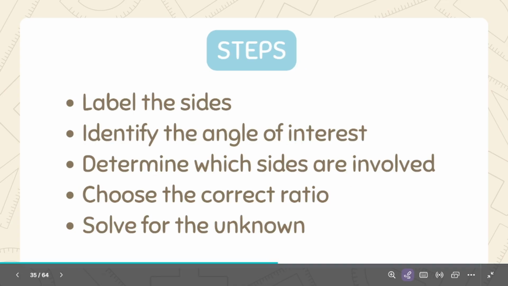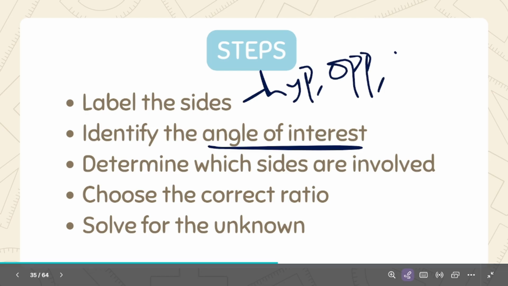So take note of these steps in order to find the missing sides of a right angle triangle. You need to label the sides. And before you can do that, of course, you need to know your angle of interest. By labeling the sides, I mean you need to know your hypotenuse, your opposite, and of course, the adjacent. Having done that, you need to determine the sides involved. Are you using hypotenuse and opposite? Is it opposite and adjacent, or hypotenuse and adjacent?